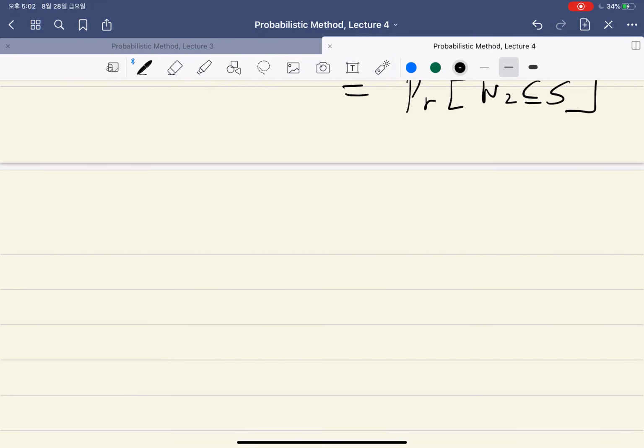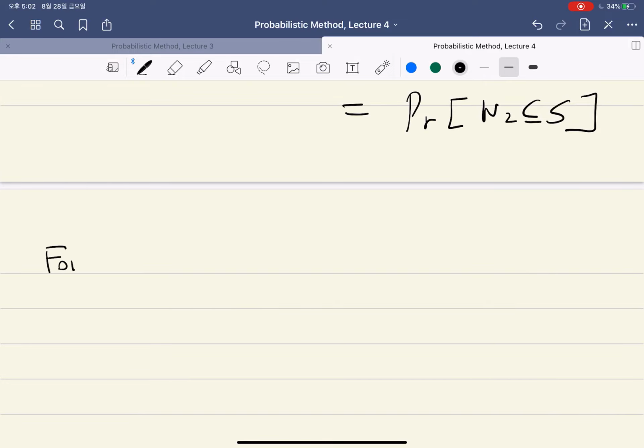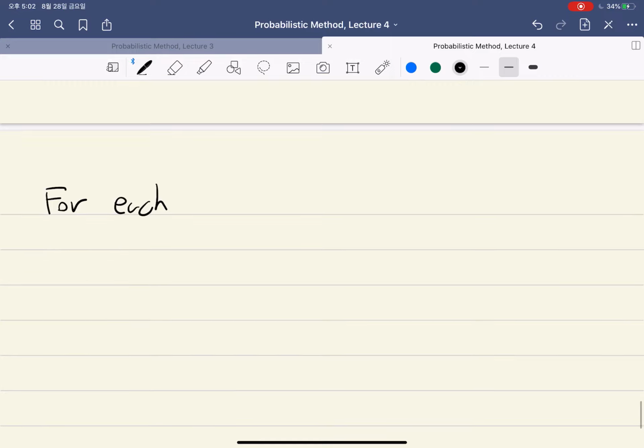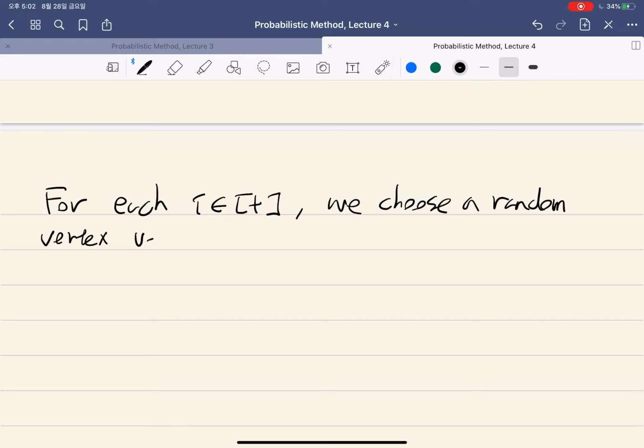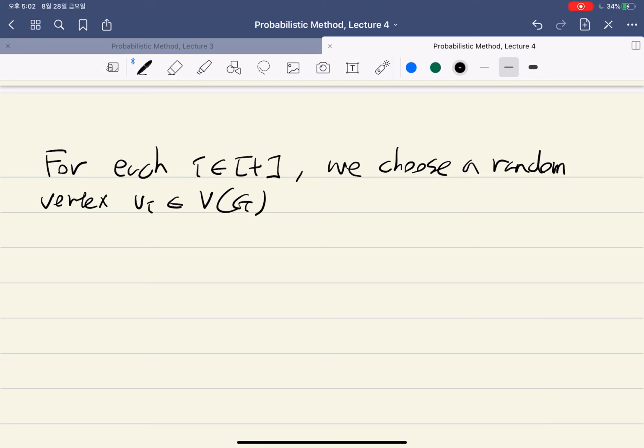And slightly more generally, now what we will do is the following. This was a motivation for the following proof. For each i in T, we choose a random vertex Vi. So here we chose only one vertex V, but now we want to choose several vertices independently, uniformly at random.